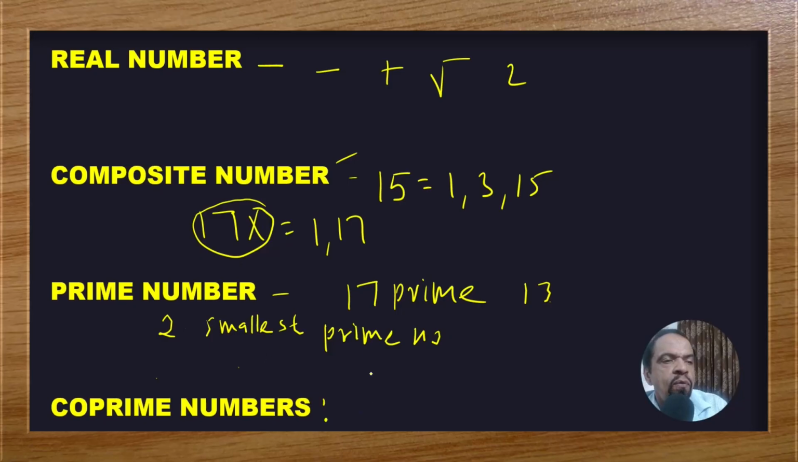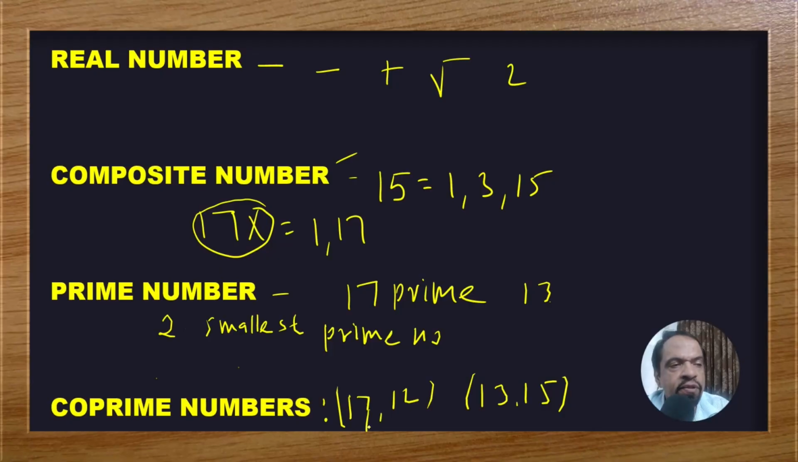Co-prime numbers mean a pair of numbers, or more than two numbers, having only one common factor. Like 17 and 12. The common factor is 1. 13 and 15 have common factor 1. Do not be confused. Co-prime does not mean that they should be prime. It is not necessary to have prime numbers. Any pair of numbers, or more than two numbers, having one common factor. So these are co-prime numbers.